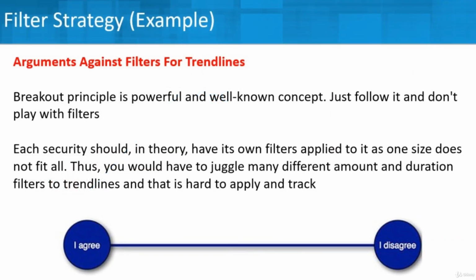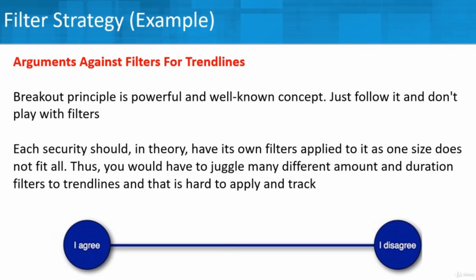So if you're using a filter strategy, there are definitely some arguments against using filters for trend lines. There are good arguments for using filters for maybe other indicators, but for trend lines, there are some good arguments against them, and you should be aware of those. One of them is that the breakout principle is a very powerful and well-known concept. If you just follow it and you don't play with filters, you're going to be fine. That's very true. In fact, I would say the number one argument is to stick with that powerful, well-known concept. It's simpler that way, and you can execute that way, and you can have success that way. Also, you'll know other traders are following that powerful and well-known concept, so they're getting out too as well. In the case of a sell rule, they're getting out because the trend line's broken, so it's pushing more downward pressure because they're following the core rule and they're not using a filter. So that's a very strong argument.